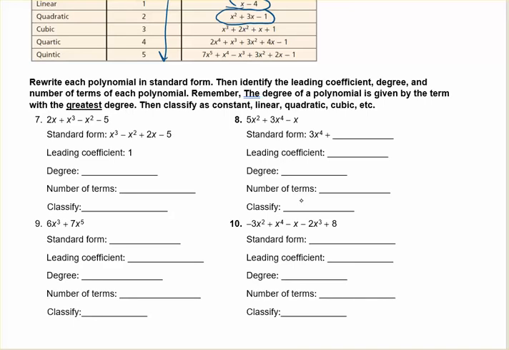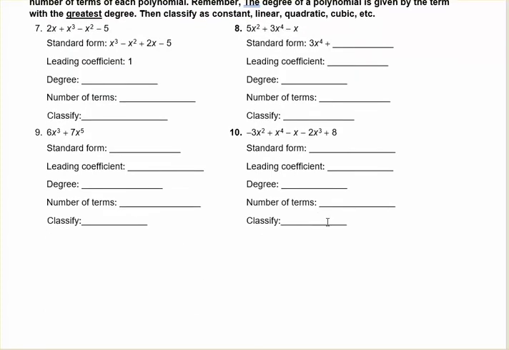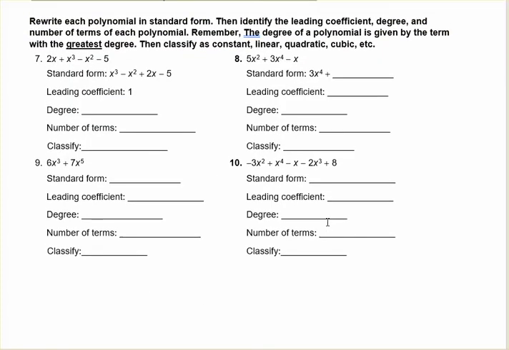The number of terms is separated by plus or minus signs. The degree is given by the term with the greatest degree, the greatest power. And then also we're going to classify as constant, linear, quadratic, cubic, etc. So let's do number 10 together.